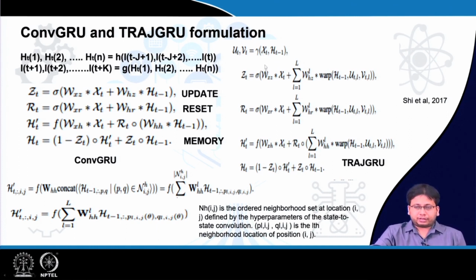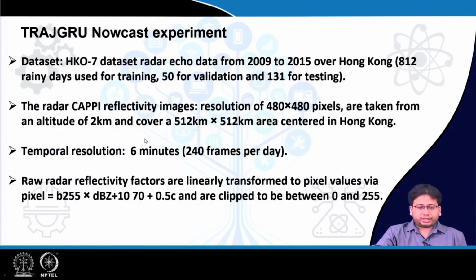It's a function that changes its value. If you look at the h prime, which is the new information generated at every point of time, it takes into account the neighboring structure of every I comma j. So this h is now something like a special map where there are these locations. Every location has its neighboring locations. All these parameters of the neighboring locations are warped, as this operation indicates, and based on that the new information is generated. So now coming to the TrajGRU nowcasting experiment.